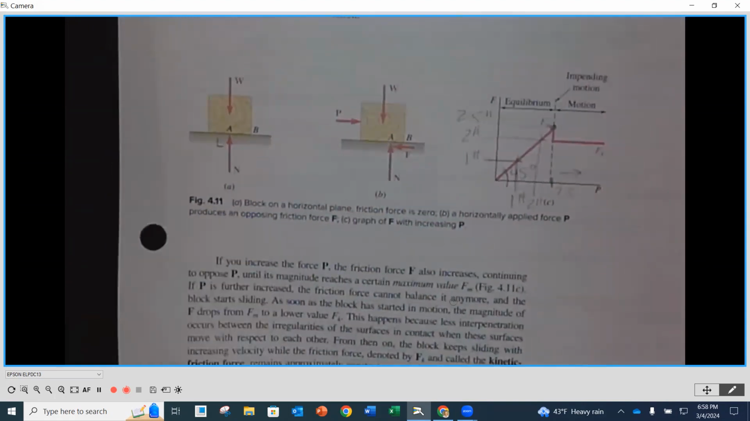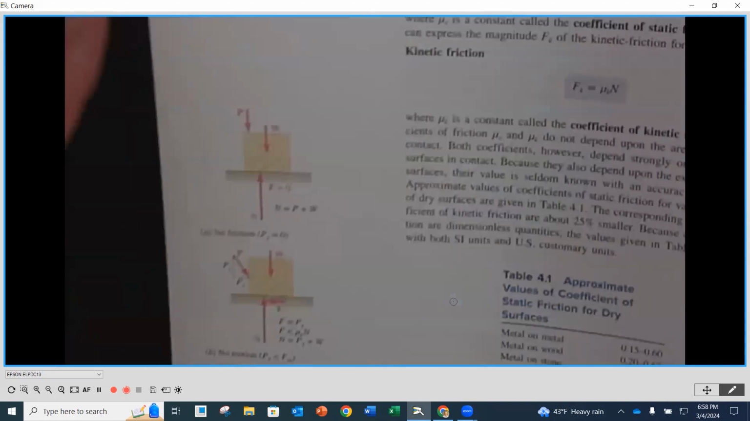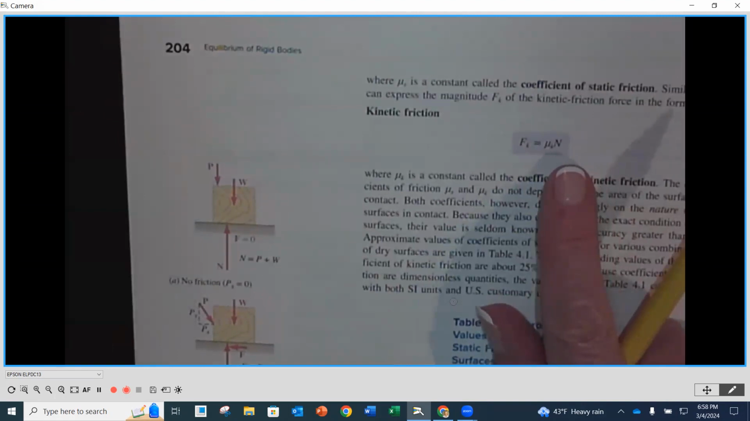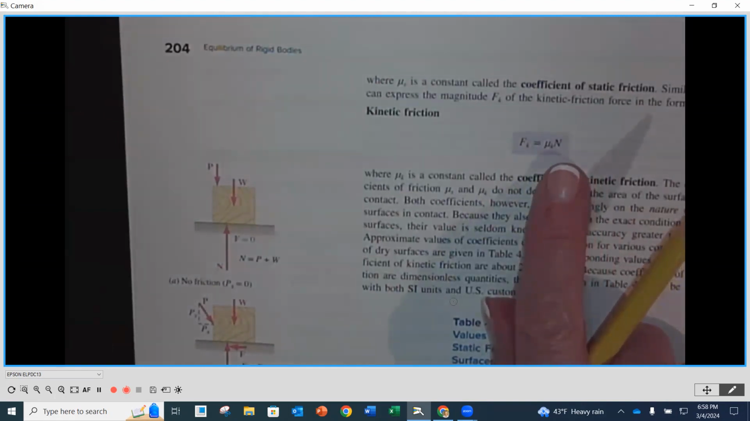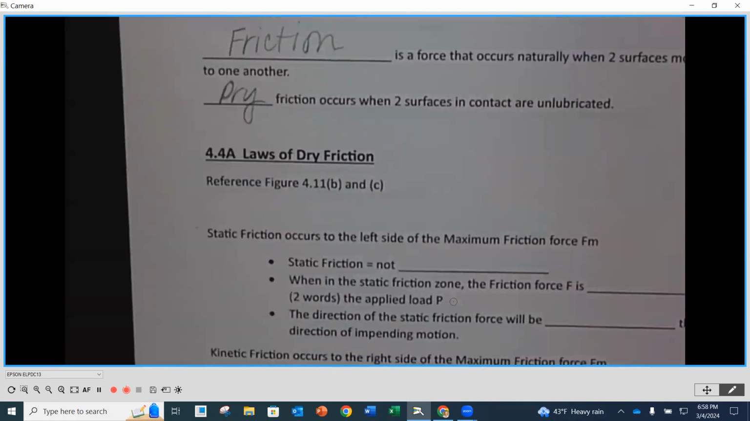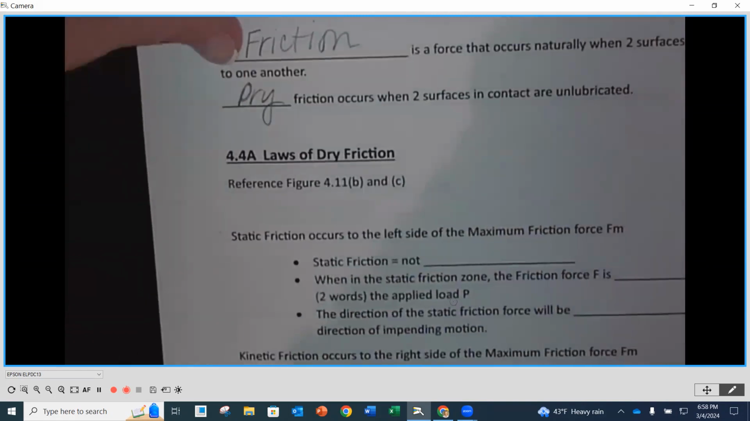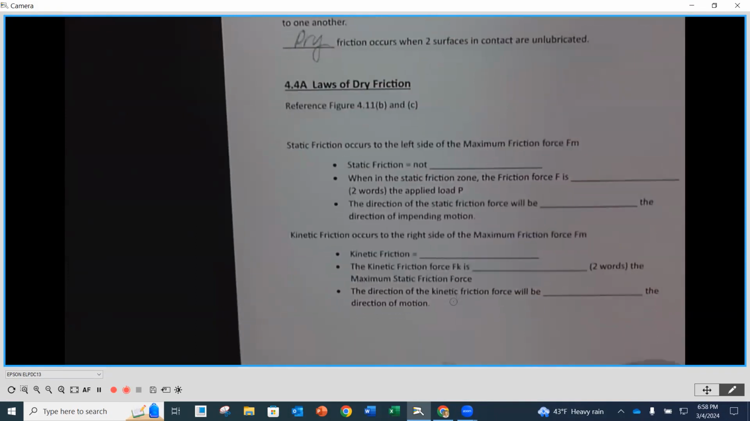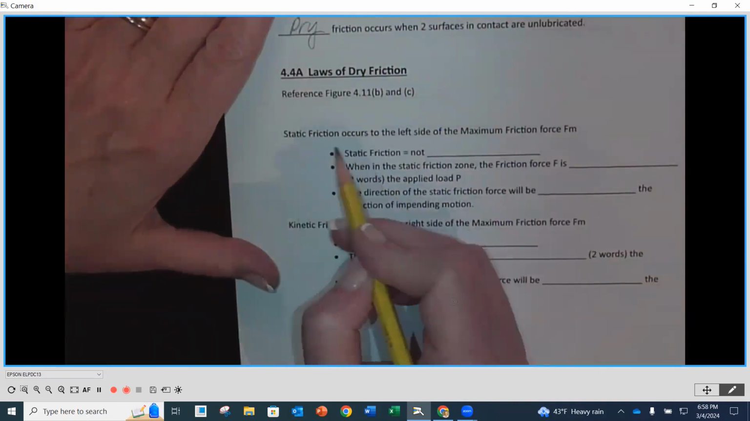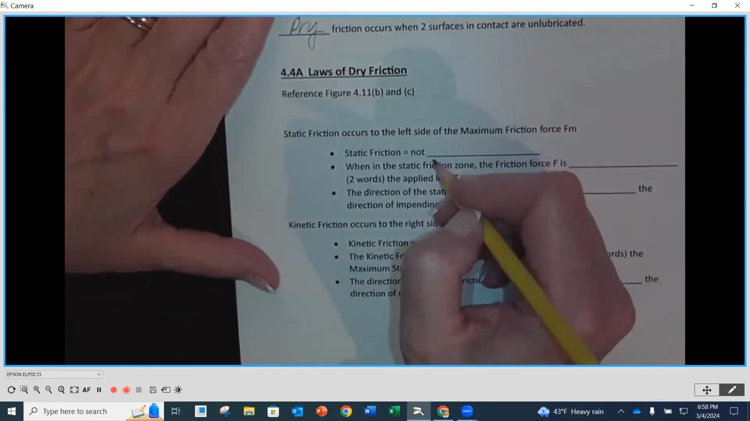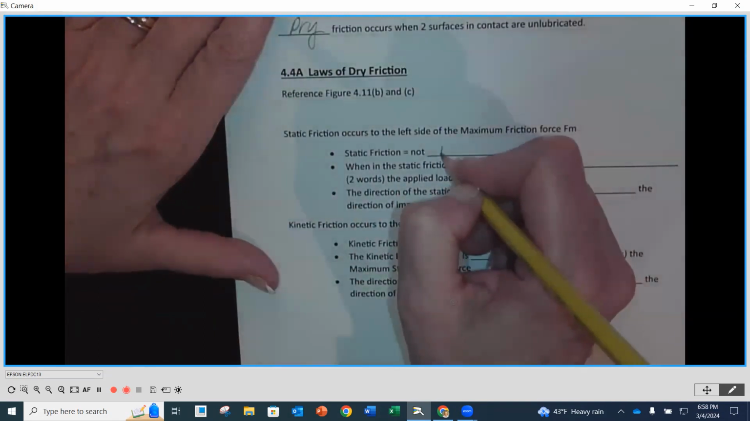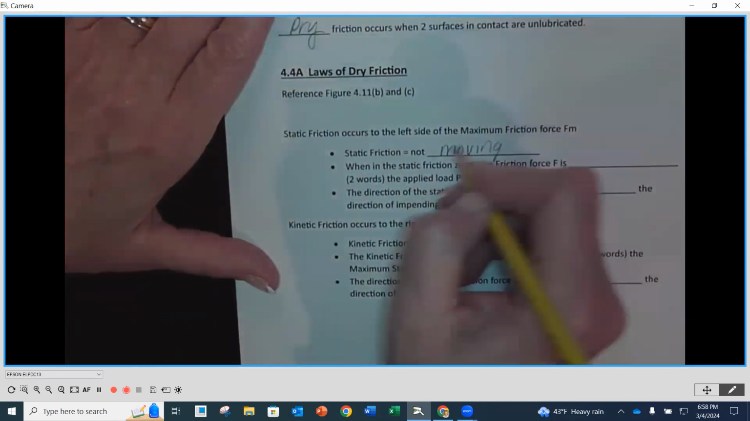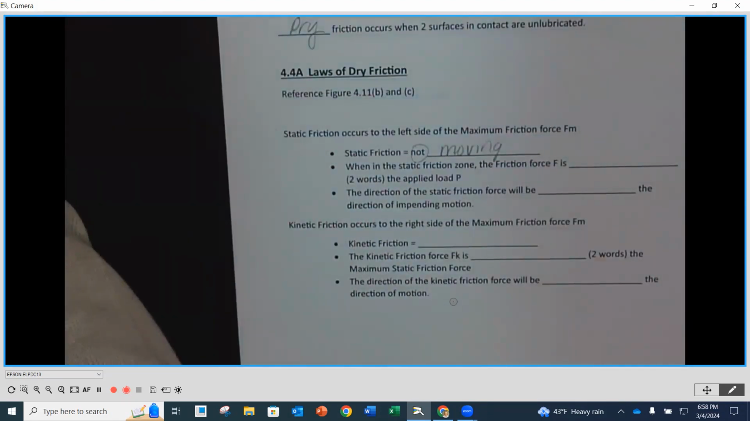Okay, and that's going to be a different value. So if I turn over my sheet of paper here, I now have a kinetic coefficient for my friction. So what I want you to do is let's fill in some stuff now that we've learned some things and catch ourselves up in our guided notes here. So static friction means that we're not moving. We are not moving when we are in a static friction mode.